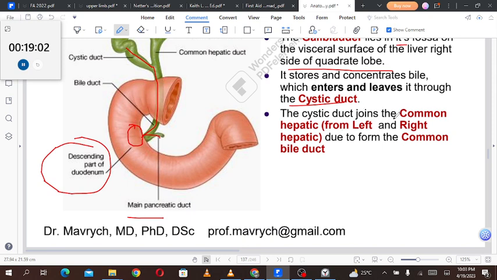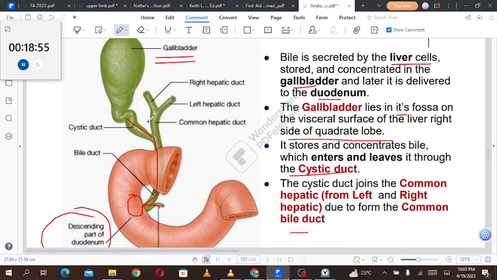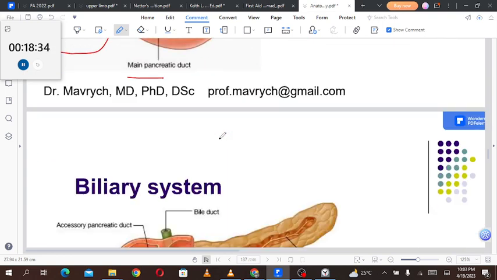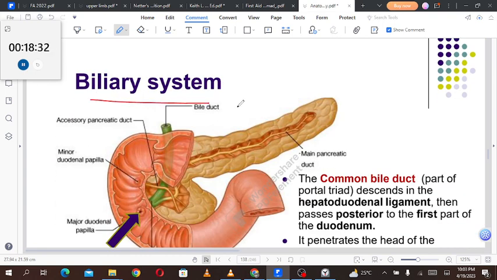The cystic duct joins the common hepatic duct, which is formed from the right and left hepatic ducts, to form the common bile duct. So the right and left hepatic ducts fuse to form the common hepatic duct, which fuses with the cystic duct to form the common bile duct, and then the common bile duct will fuse with the main pancreatic duct to release both the pancreatic and the biliary secretion into the duodenum.